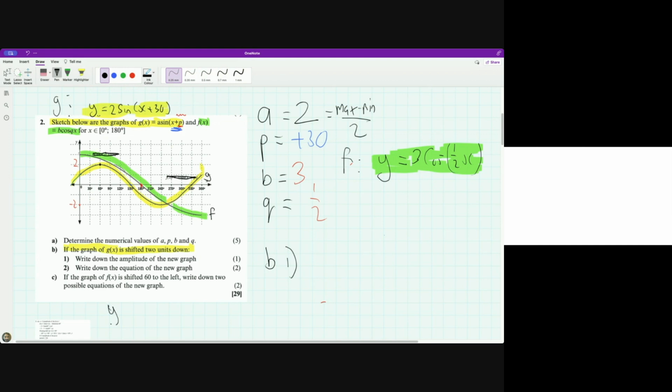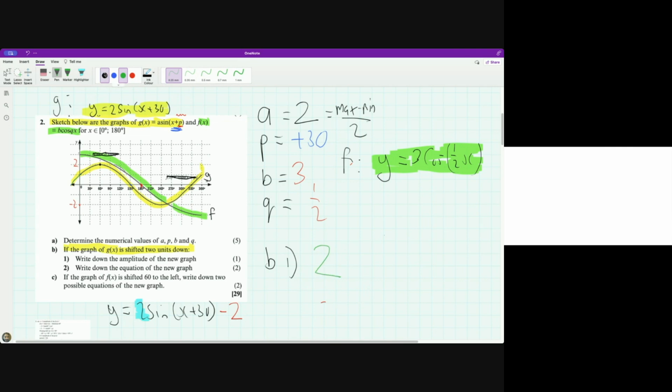It would be y equals 2 sine x plus 30. And what would cause it to shift down? I would put a minus 2. So what is the amplitude of the new graph? It's a bit of a trick question. The trick question is because the amplitude is the number in front. And since the number in front hasn't changed, the amplitude would still just be 2.